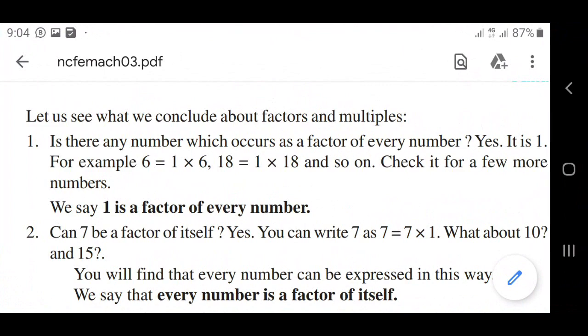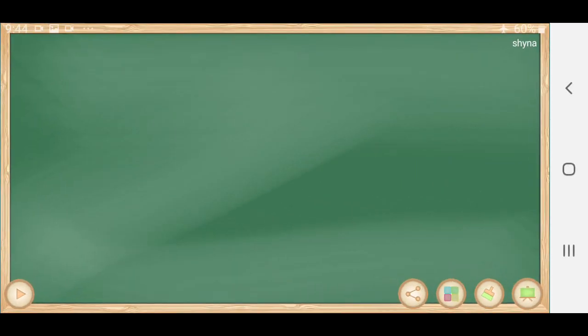1 is a factor of every number. Just now I discussed that 1 is a factor of every number. If you are taking any number, 1 will be a factor. And also, every number is a factor of itself.